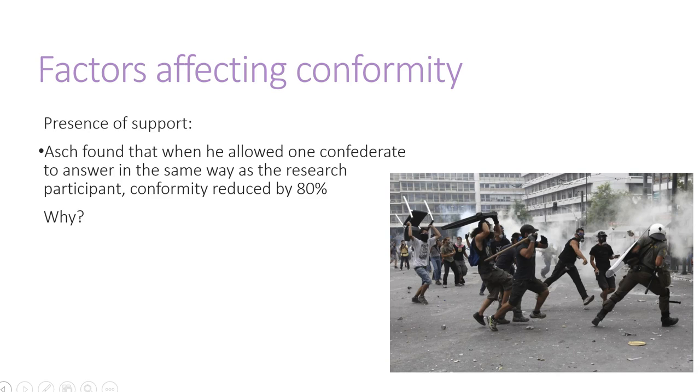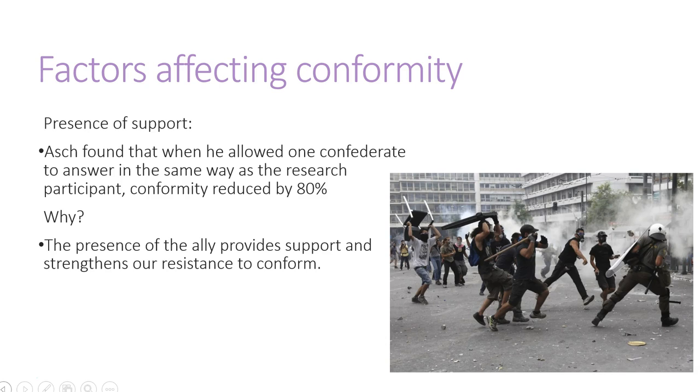Another factor that affects conformity is the presence of support. Asch found that when he allowed one confederate to answer in the same way as the research participant, conformity was reduced by 80%. But why does this occur? When participants are led to believe that their thoughts, feelings, or behaviours are supported or shared with at least one other person in the group, even when others had a different belief, the presence of that ally provides support and then strengthens our resistance to conform.